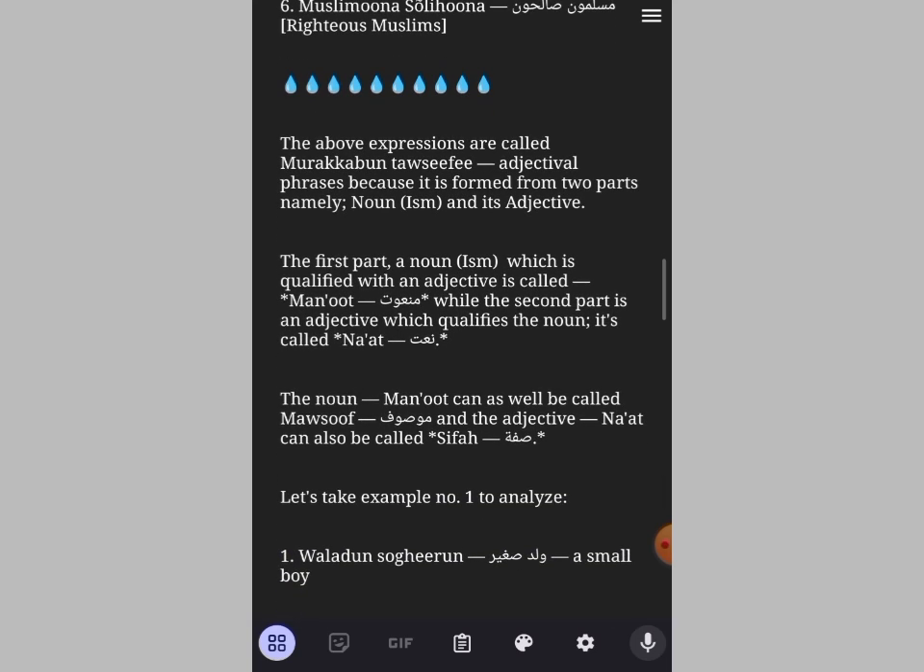Okay, now let's move on. This first part, which is a noun, ولد, بيت, طالبان, and so on, is the noun to which we give an adjective. So these nouns are called منعوت. They are called what?